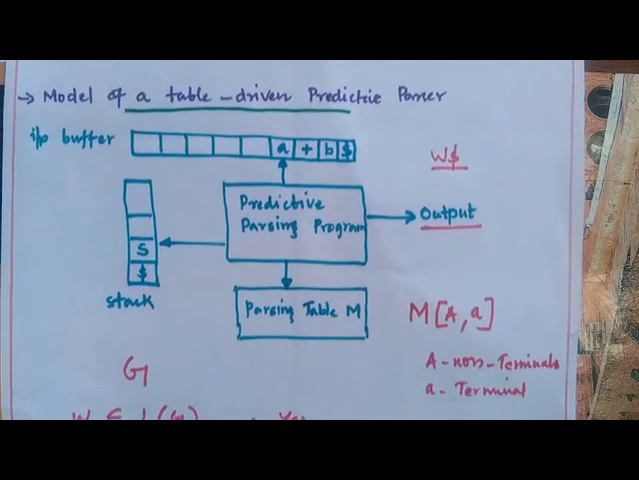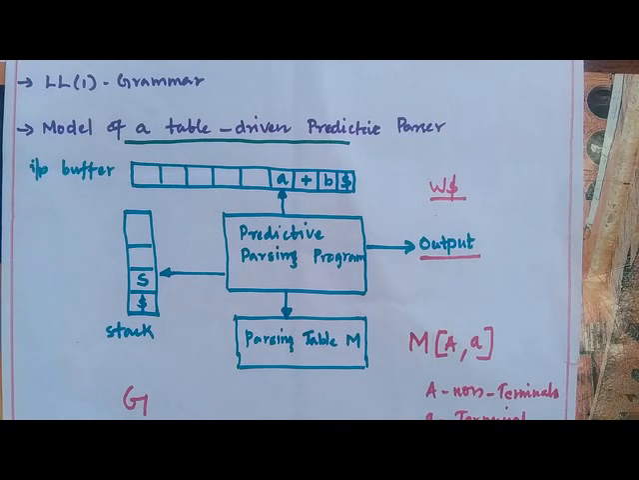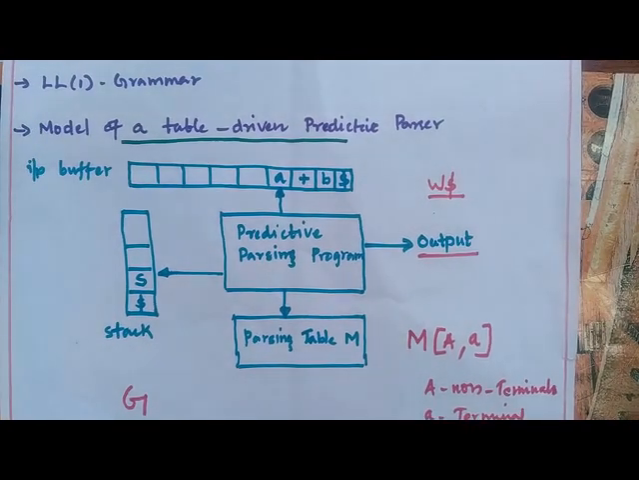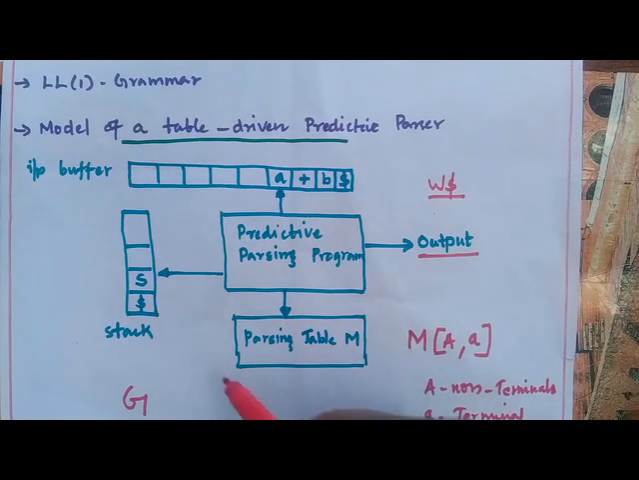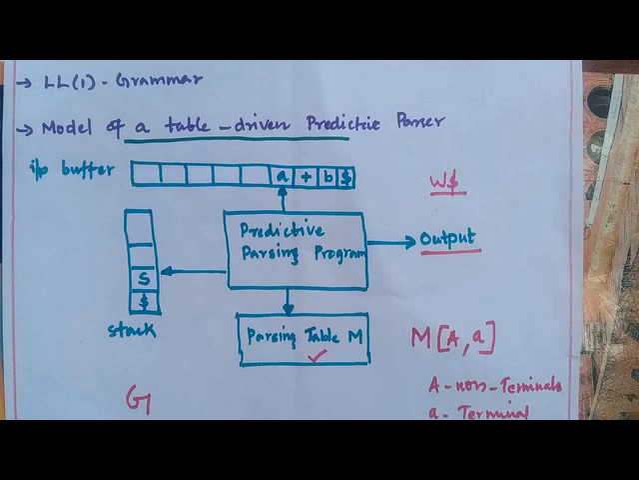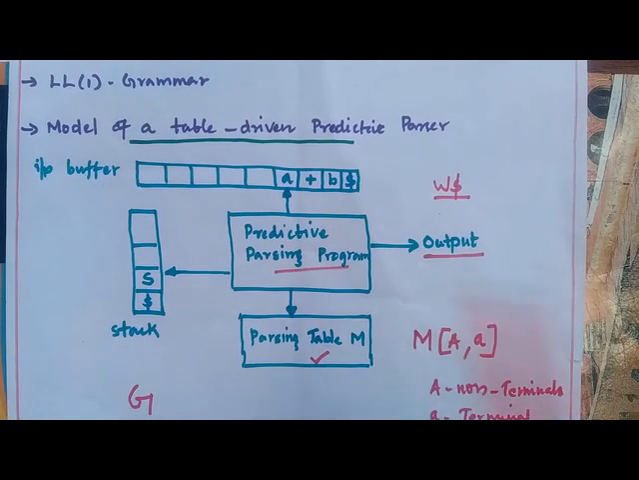So this parser will produce the leftmost derivation of the given string by constructing the parse tree from top to bottom. Now we will focus on how to construct a parsing table, and there is an algorithm that we can use to construct the parsing table. After constructing the parsing table, in another video I will explain how we can parse a given string and what the predictive parsing program is.